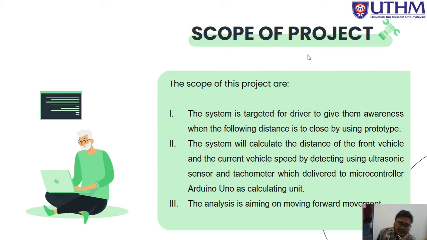Scope of the project: the system is targeted at drivers to give them awareness when the following distance is too close, by using a prototype. The system will calculate the distance between the front vehicle and the current vehicle, and the vehicle speed, by detecting using an ultrasonic sensor and tachometer, which deliver to the microcontroller Arduino Uno as the calculating unit. The analysis is aimed at forward movement.